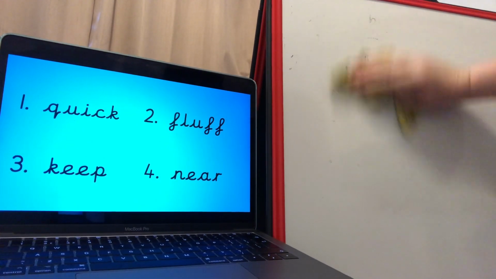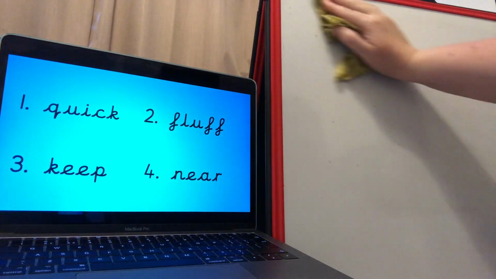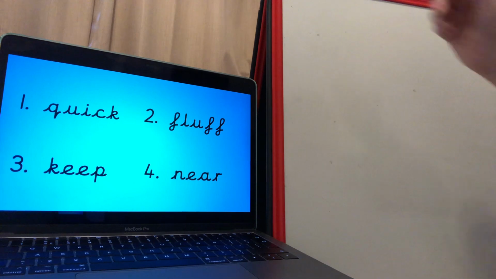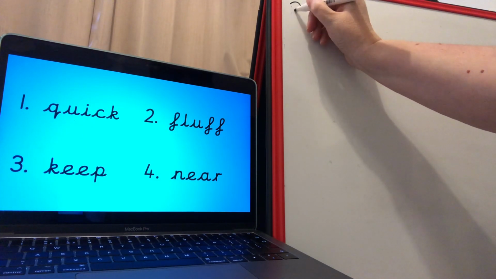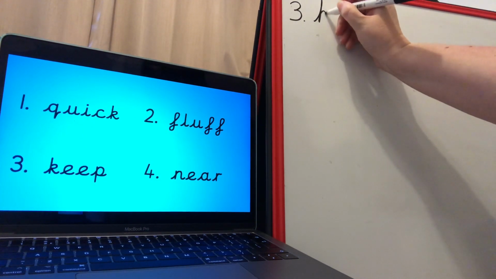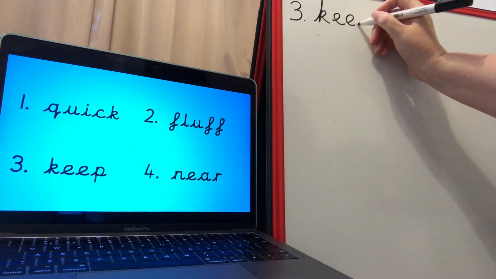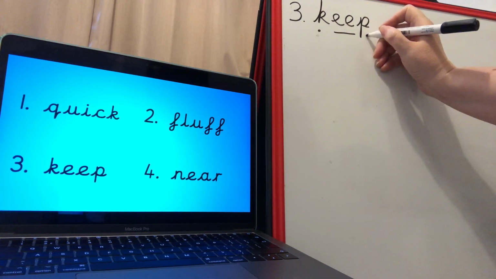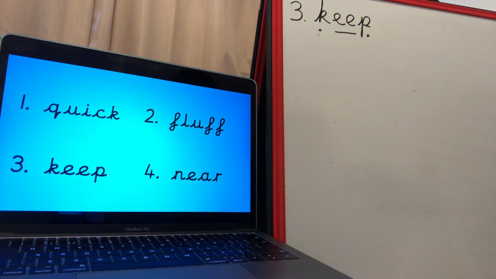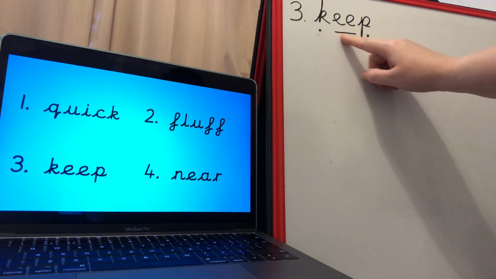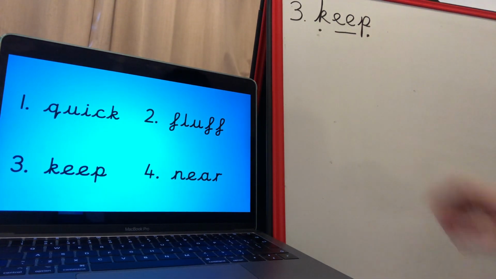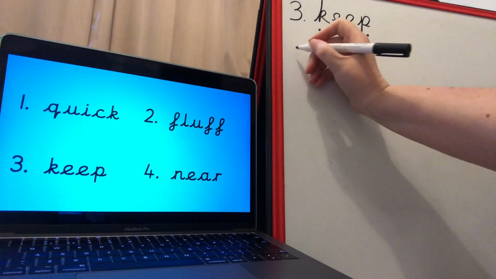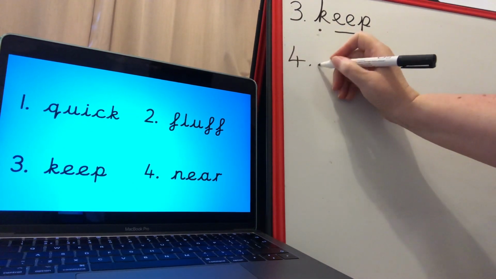Okay, I'd like you to have a go at numbers 3 and 4, please. Make sure you zip the digraphs and button the other graphemes. Okay, pause the video while you're doing that. Okay, so number 3, it's got an E in the middle of it and 2 other graphemes. If you segment and blend it with me, it says keep, keep, keep.